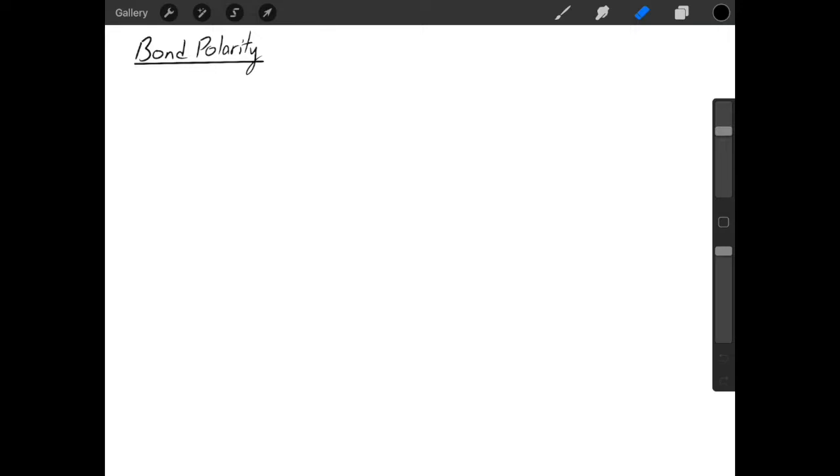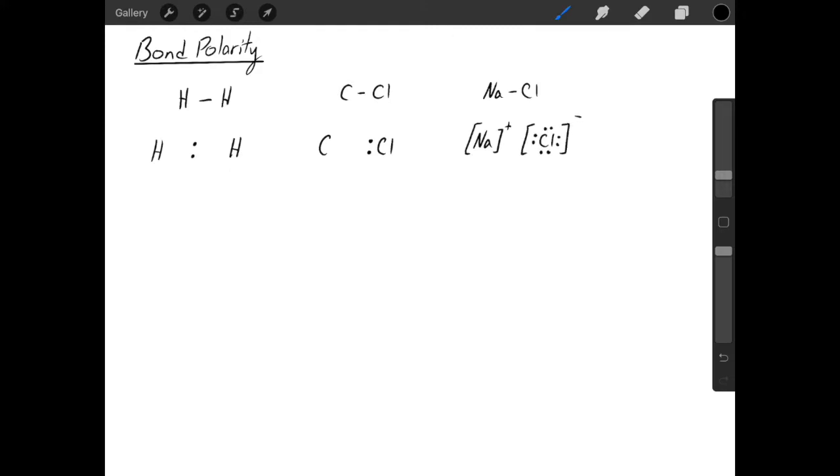Covalent bonding implies the sharing of electrons between atoms, but just like with children, not all sharing happens equally. So consider the following three bonds. Each of these three situations can be considered a bond. In the case of the H2 molecule, you have a covalent bond. In the case of the carbon to chlorine bond, that's also covalent. And the NaCl bond is an ionic bond.